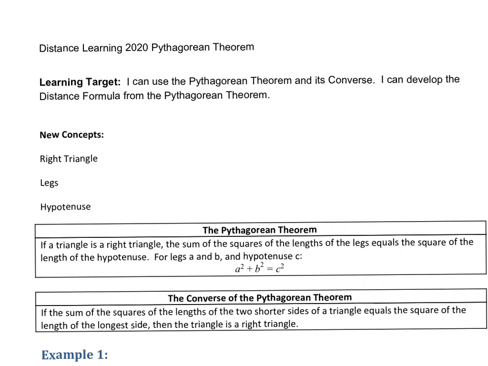We are going to move into a trigonometry unit, and we are starting with the Pythagorean Theorem and distance formula. So our goal today is to use the Pythagorean Theorem and its converse, and then develop the distance formula from the Pythagorean Theorem. Let's take a look first at some new concepts, or hopefully some old concepts that are just reminders.